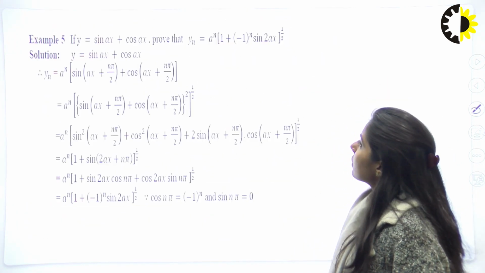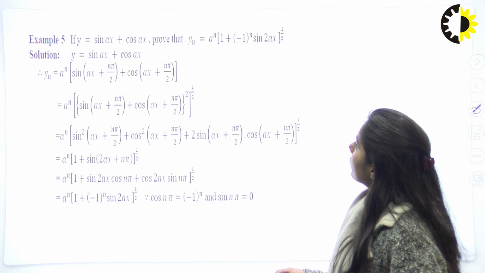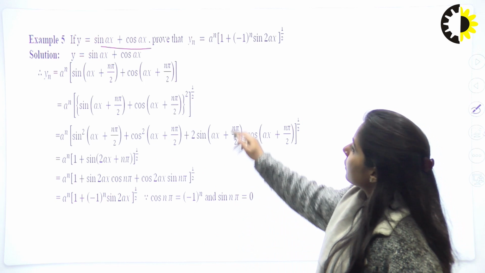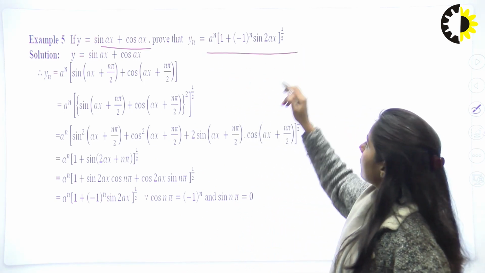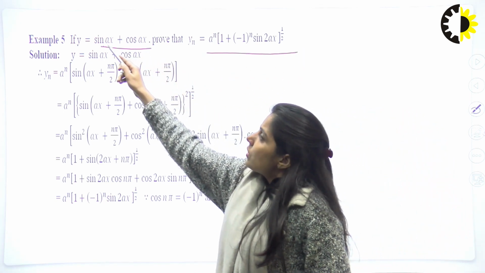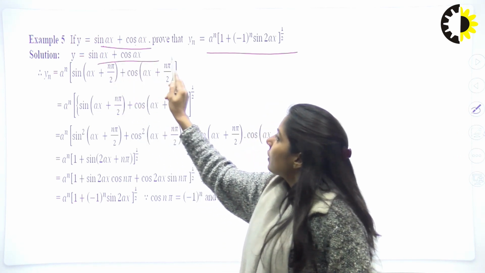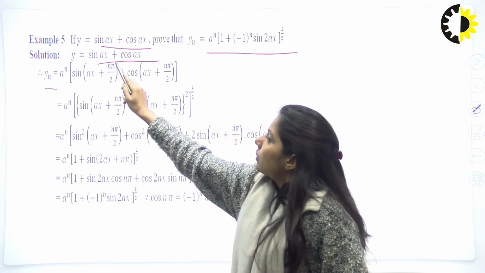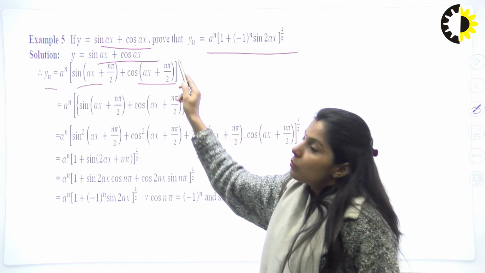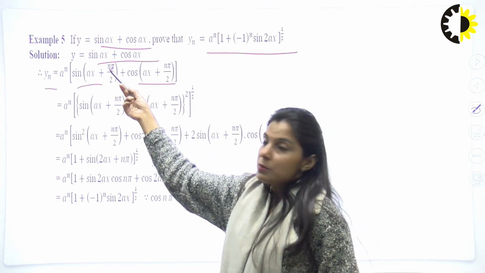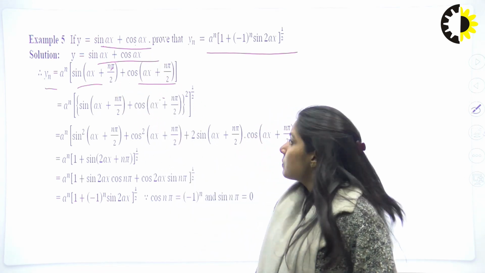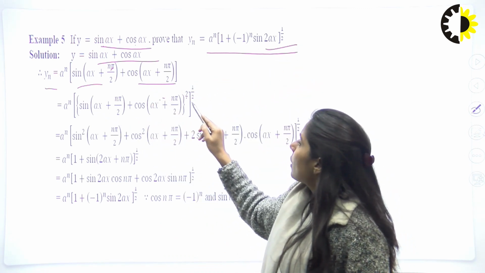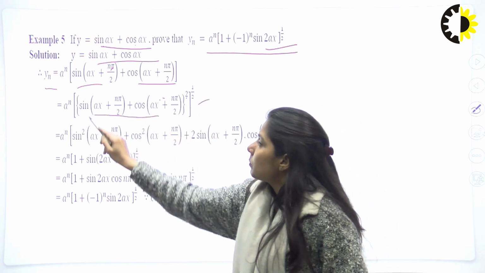So these are the nth derivatives of the function y is equal to sine ax plus cos ax, and we have to prove that this nth derivative is equal to this. This is already in standard form, so y is equal to sine ax plus cos ax, and the nth derivative will be equal to this by applying the nth derivative of sine (ax plus b) and the nth derivative of cos (ax plus b). Now we have to prove it in this form, so we will take the square and root of this term.